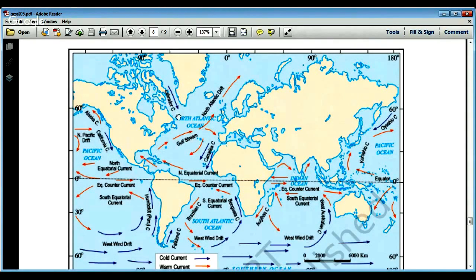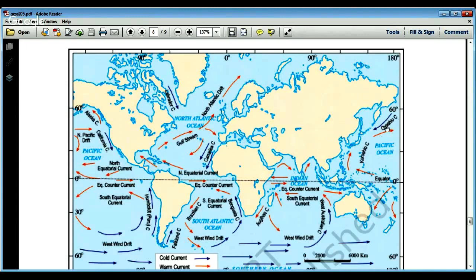and it also creates foggy conditions. The second area where warm and cold ocean currents meet is near the Falkland current and the Brazilian current. They meet, and the area is known as Bahia Blanca, and this is also a best fishing ground, near the south part of South America.